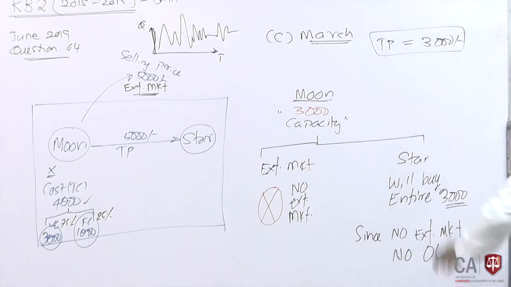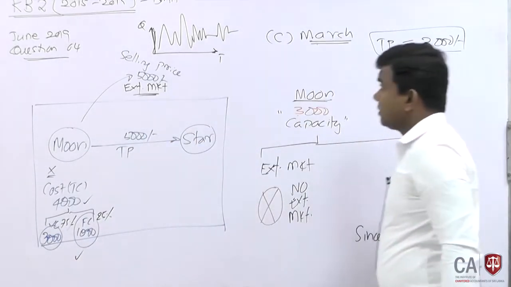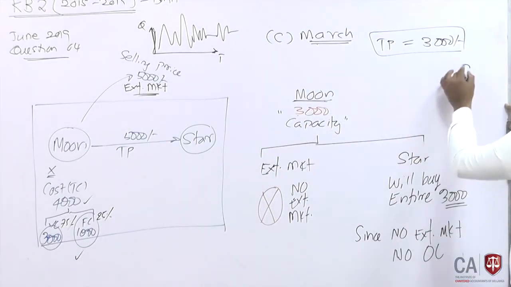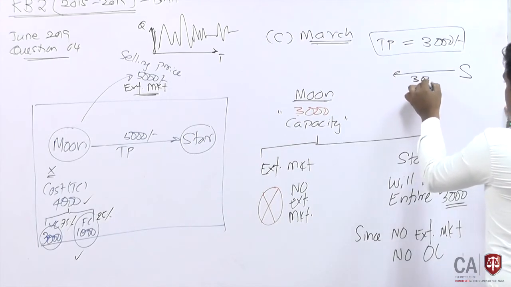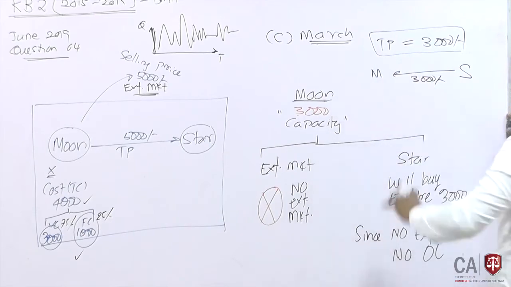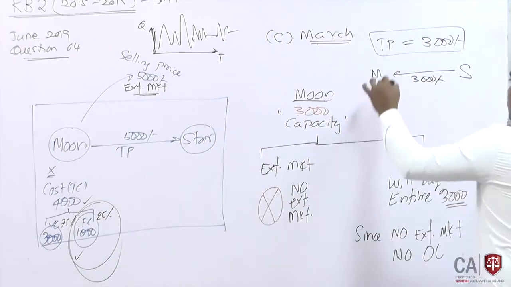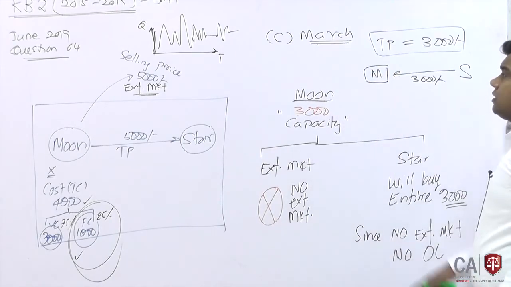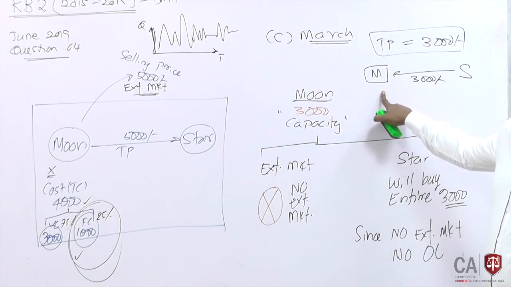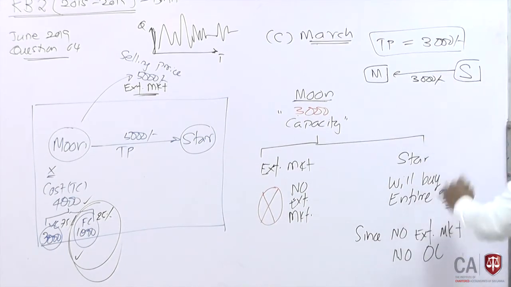Now, here is a problem. What is the problem? Moon is incurring fixed cost. If Star pays 3000 rupees per unit to Moon, Moon will not be able to recover their fixed cost. Therefore, in the performance appraisals, Moon will lose their incentives because they are in a lower performance. This is a problem.